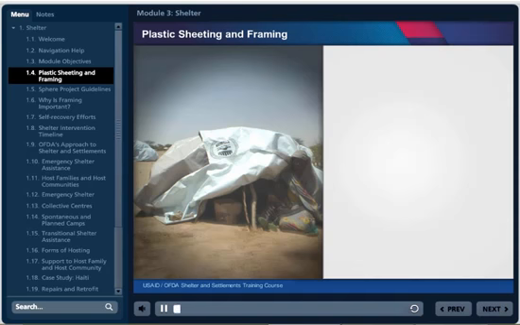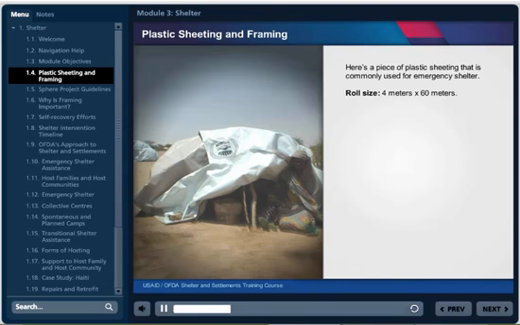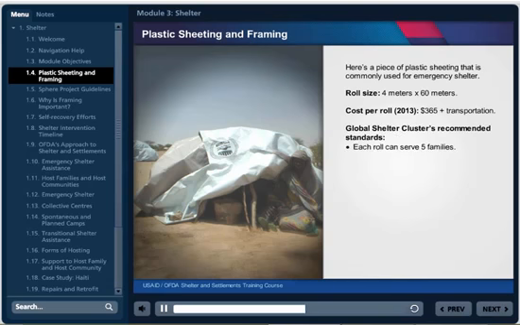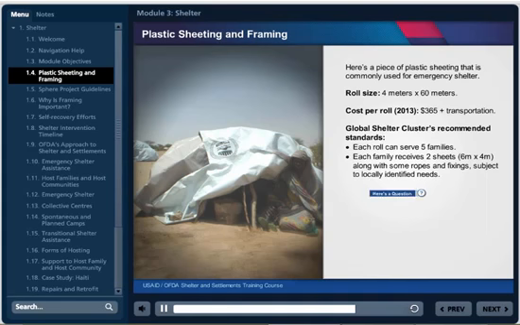Let's begin by looking at shelter responses in an emergency. Here's a piece of plastic sheeting that is commonly used for emergency shelter. It comes in rolls 4 meters by 60 meters. In 2013, it cost $365 per roll, plus transportation. Each roll, according to Global Shelter Cluster's recommended standards, depending on the context, can serve 5 families, with each family receiving 2 sheets of 4 meters by 6 meters, along with some ropes and fixings, subject to locally identified needs.